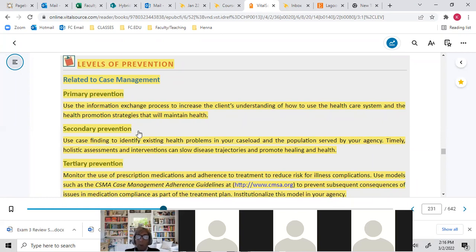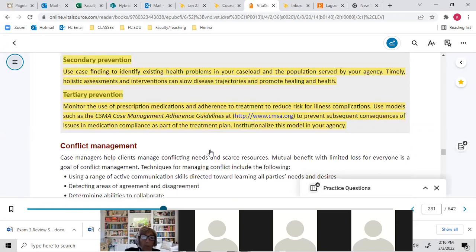Exactly. What do I say with secondary? Early identification, early interventions. So you're trying to identify any existing health problems, and we're trying to assess and do interventions that can slow the process. So you slow the process by early identification and early intervention. Okay, why is the next one tertiary?